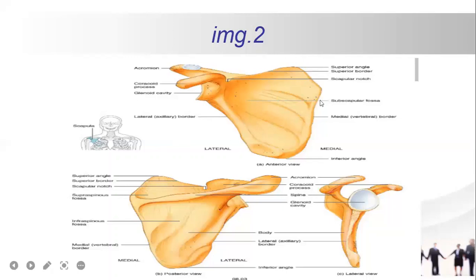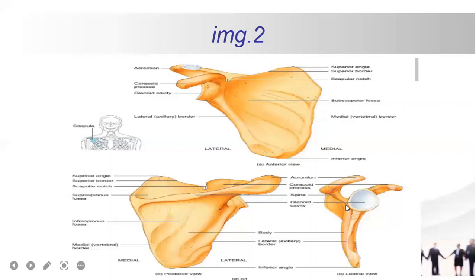We have the subscapular fossa around here. We have the medial border or the vertebral border. We have the superior angle around here, and then we have the superior border just right there. This is taken from the anterior view, and then we have the lateral view: the acromion, the lateral end of the spine. Then we have the spine right here.